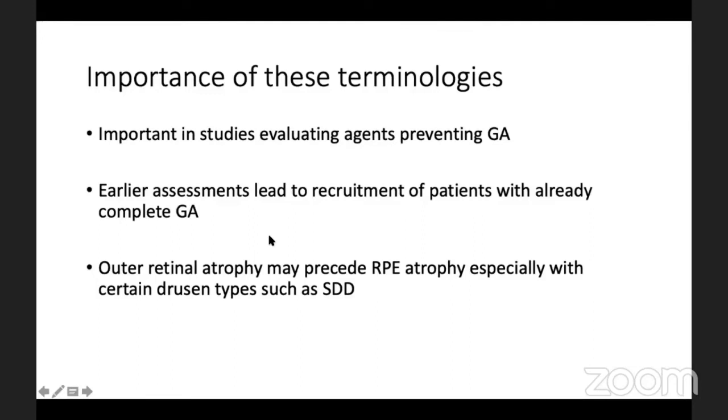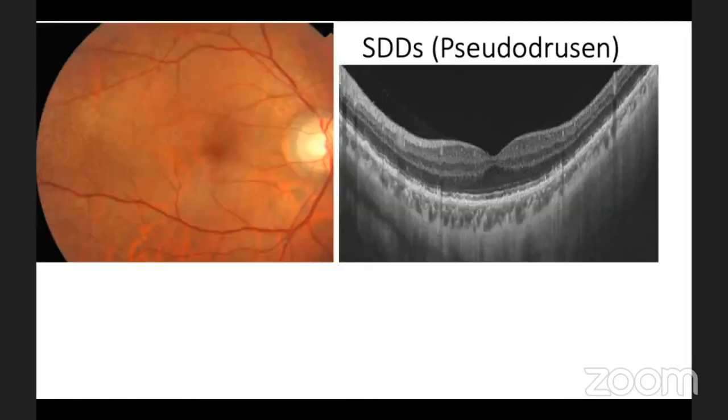Now, the second reason why this is important, that with OCT, we know that at least in a certain subset of patients, the outer retinal atrophy precedes the RPE atrophy, and especially in patients with subretinal drusenoid deposits. Now, what are these subretinal drusenoid deposits? Typically, drusen are seen in the sub-RPE space, but these subretinal drusenoid deposits, which were earlier known as pseudodrusen, are seen in the space which is beneath the retina and above the retinal pigment epithelium.